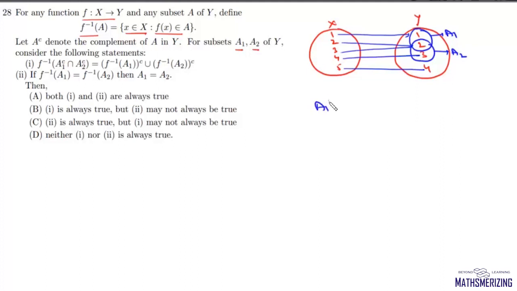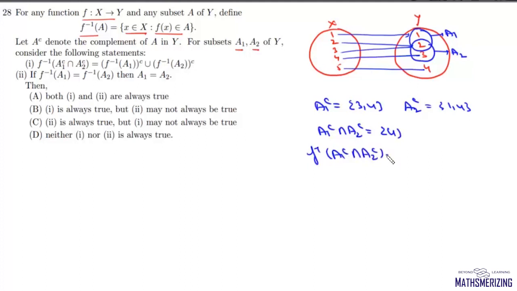Now what is A1 complement? A1 complement will be 3, 4 and A2 complement will be 1, 4. Now we'll take A1 complement intersection A2 complement. It will be simply 4, and f inverse of A1 complement intersection A2 complement will be simply 5. That's your left hand side for this first expression.